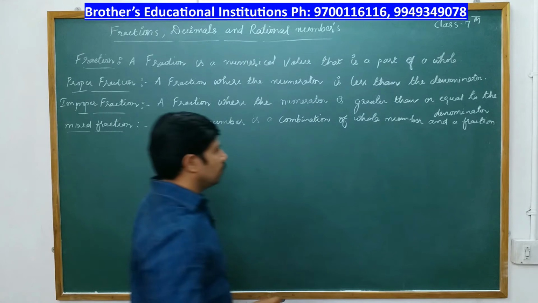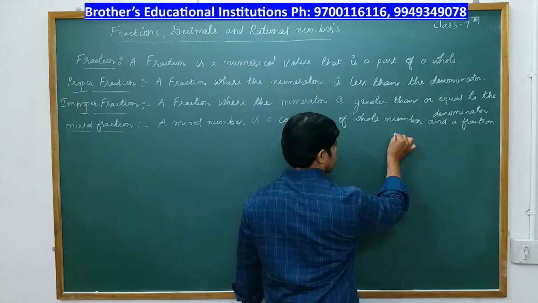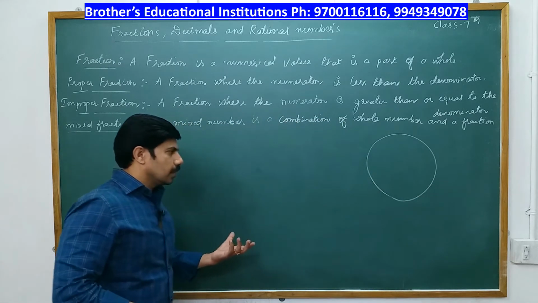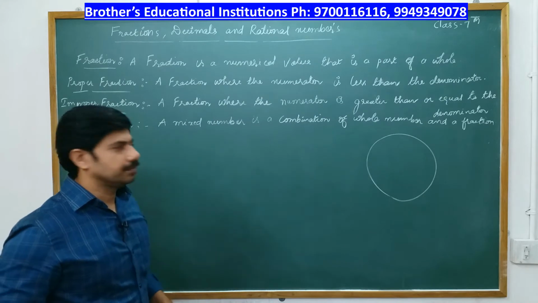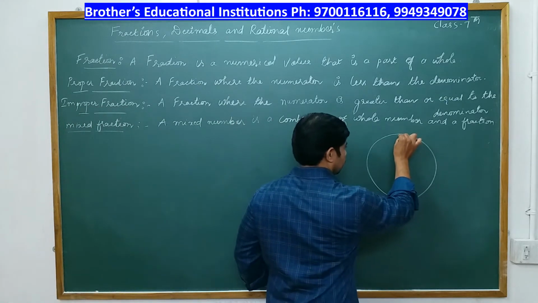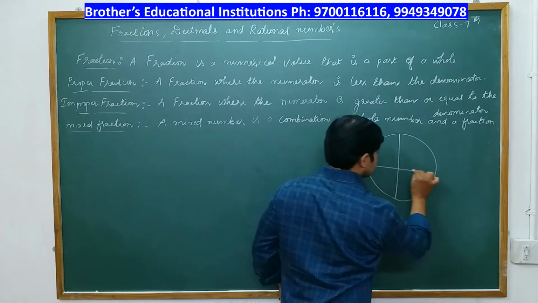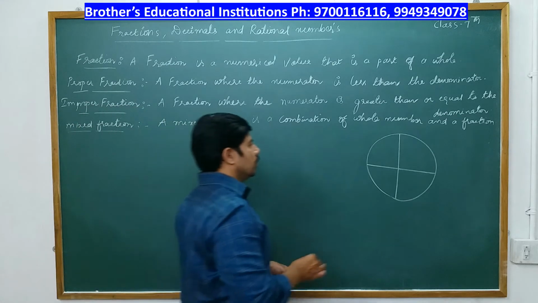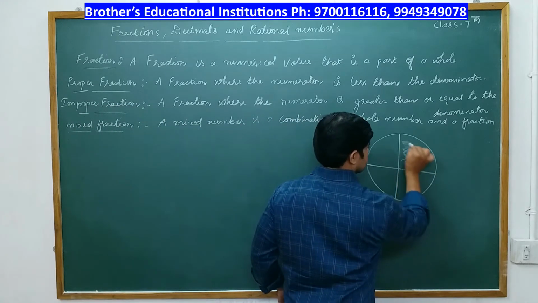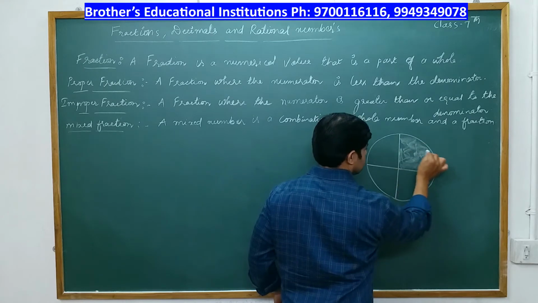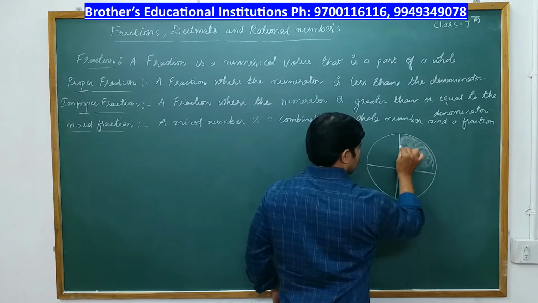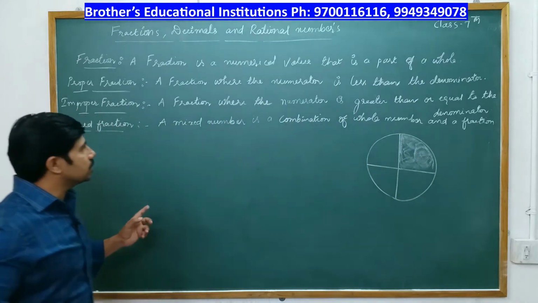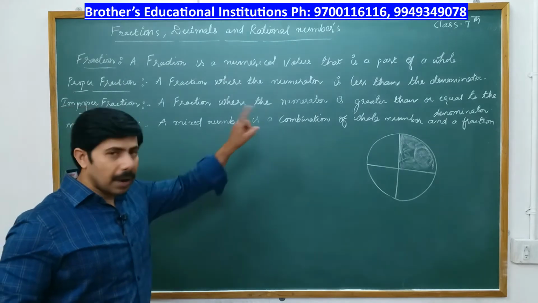That means, for example, I'll consider one pizza. Now we make this into 4 parts in this pizza. Suppose I just want to remove this part from this pizza. So what fraction of pizza is removed from the whole? So what is a fraction? A fraction is a numerical value that is a part of a whole.